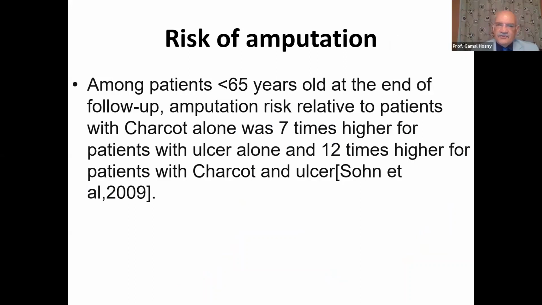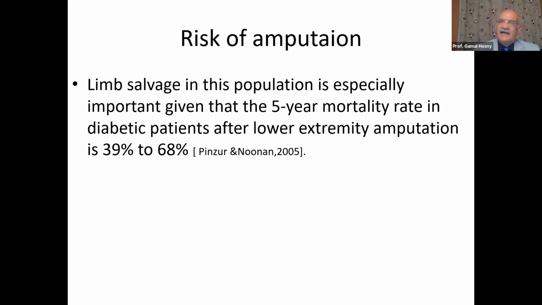In the literature, among the patients less than 65 years old at the end of follow-up, amputation risk relative to patients with Charcot alone was 7 times higher for patients with ulcer alone and 12 times higher for patients with Charcot and ulcer. Risk فعلا عالي. Limb salvage in this population is especially important, given that 5 years mortality rate in diabetic patients after lower extremity amputation is 39 to 68%.